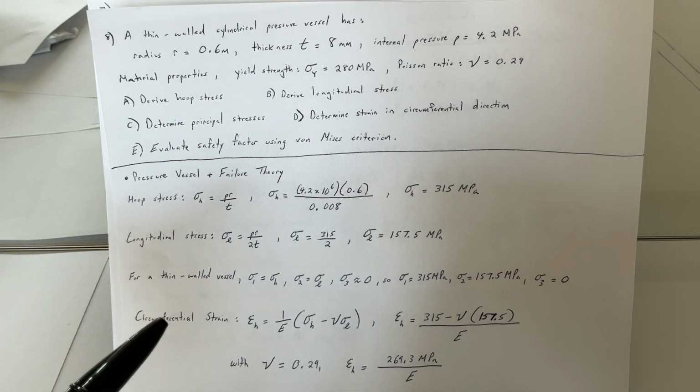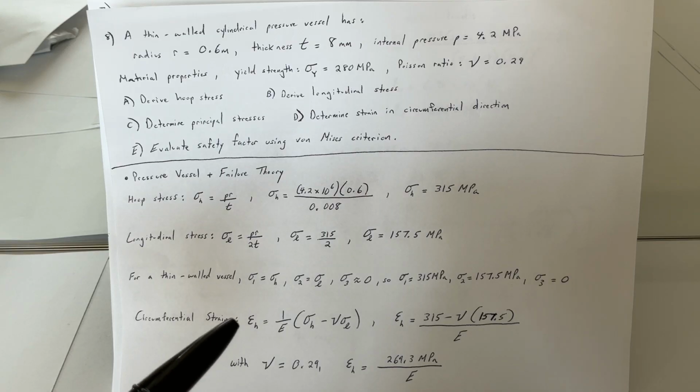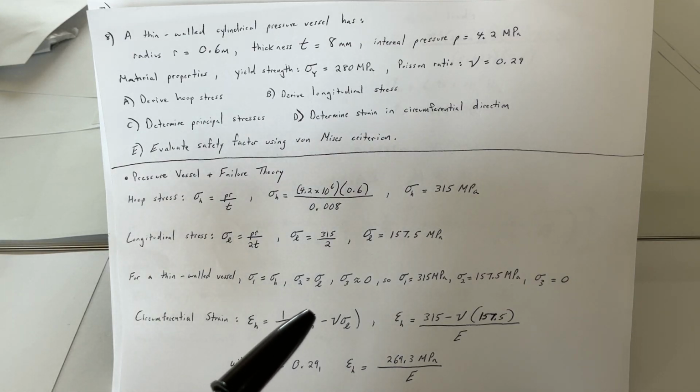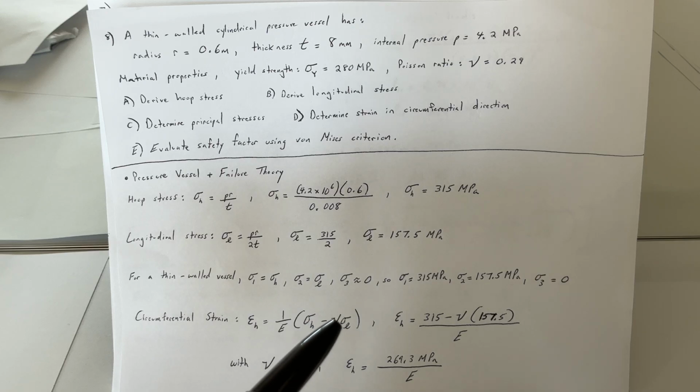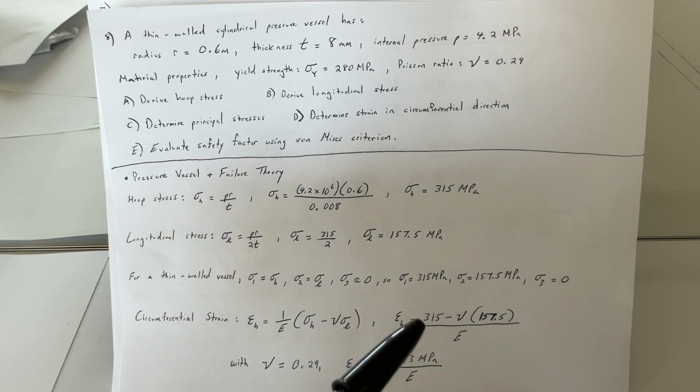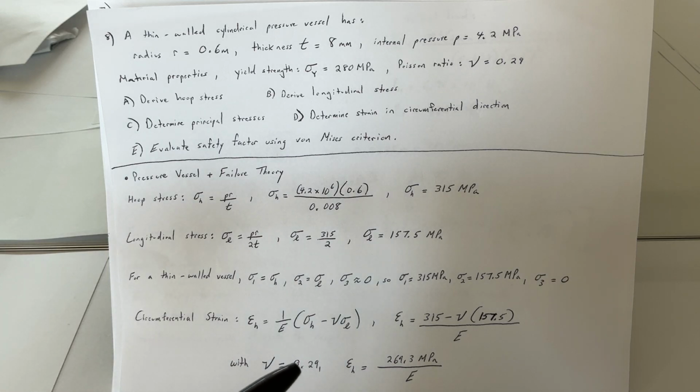For our circumferential strain, that's 1 over E times (sigma sub H minus nu sigma sub L). Then we get (315 minus nu times 157.5) over E. Nu is 0.29, so we wind up with 269.3 MPa over E.